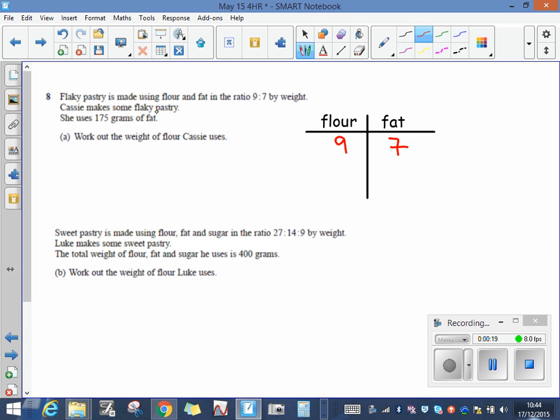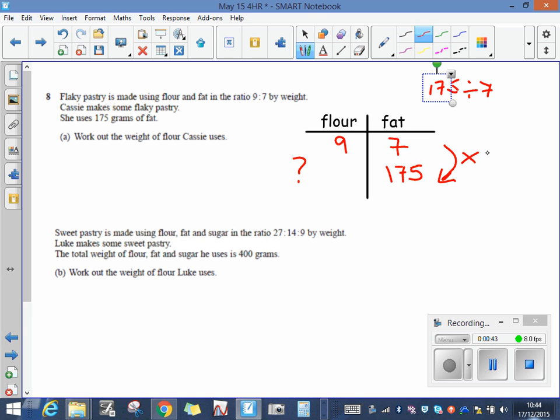Cassie makes some flaky pastry. She uses 175 grams of fat. So I'm going to put 175 here, and our job then is to work out what goes here. We can just use a bit of simple proportion here. Say to yourself, what have I multiplied 7 by to get 175? So all you need to do on your calculator, 175 divided by 7, and that comes out as 25.